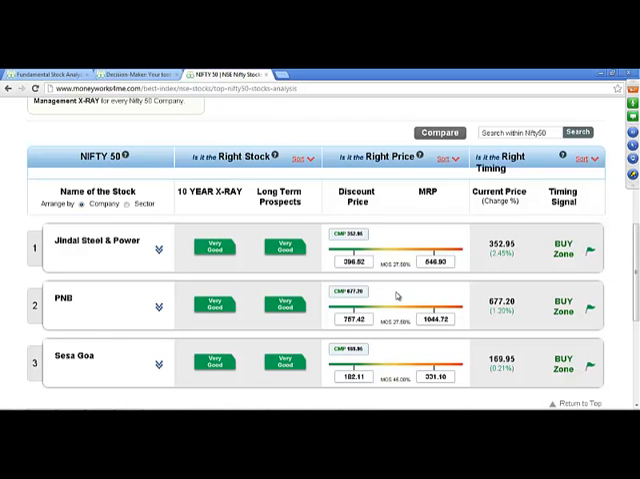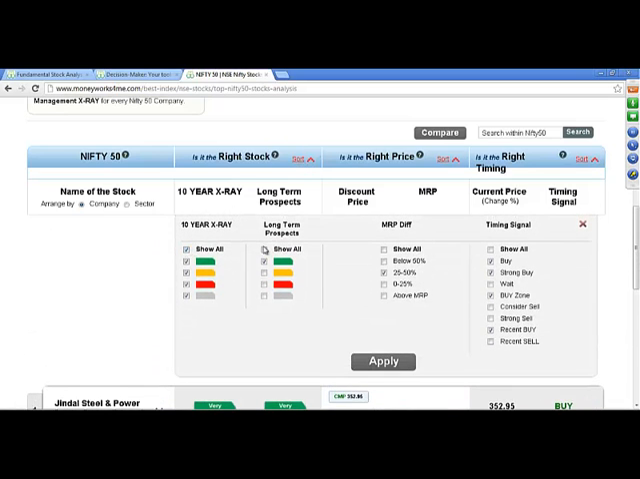So I get a list of just 3 companies. These 3 companies are fundamentally strong, the price is in the buy zone, and a timing signal has also been generated for the stock. So maybe you can consider buying the stock after studying it a bit, after understanding whether it is a good stock to invest in or not, right? As you can see, within seconds I went from a list of 50 good companies to a list of 3 awesome companies where I can consider investing. I'll just remove all these filters.